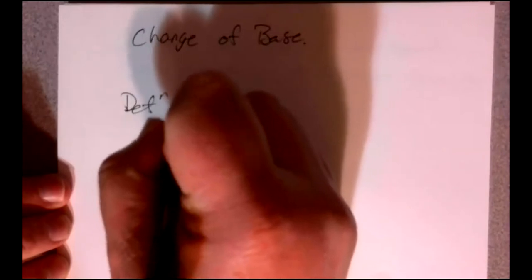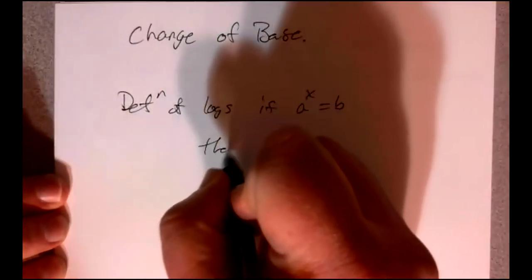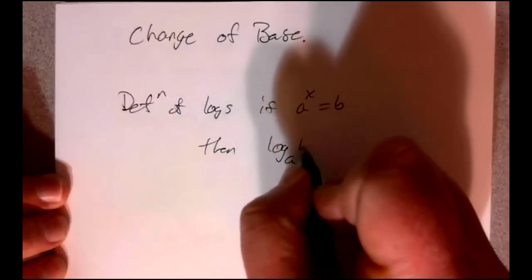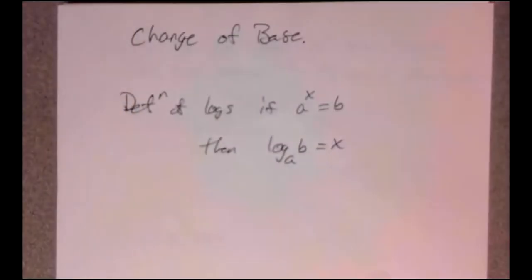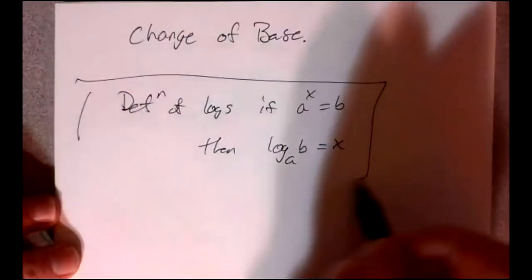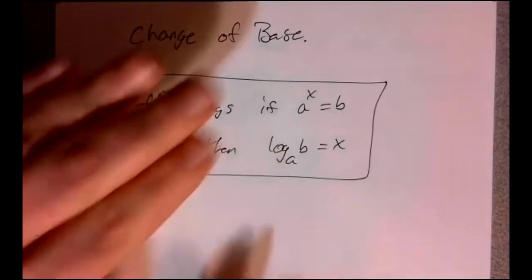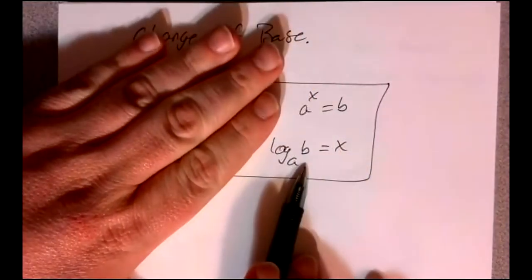It starts with the definition of the logarithm. The definition of logarithms says if a to the x equals b, then log base a of b equals x. So that is our definition of logarithms. This is the definition that we got on the very first day. This is how to switch from exponential to logarithmic, and how to go from logarithmic to exponential. This is the basis for all things logarithmic.